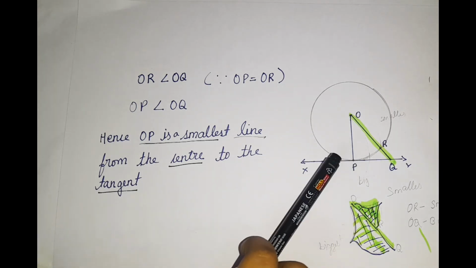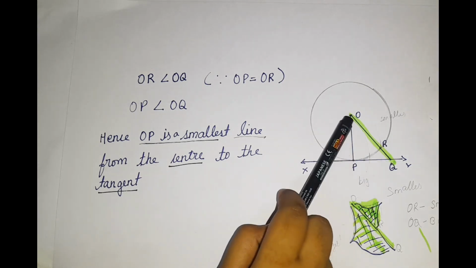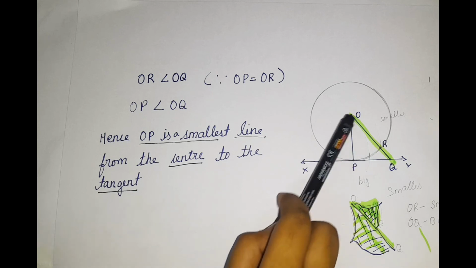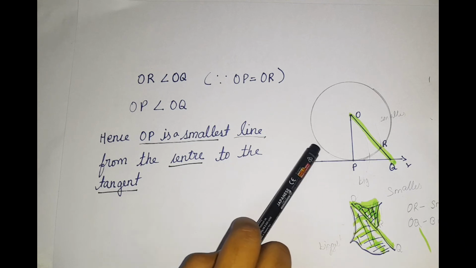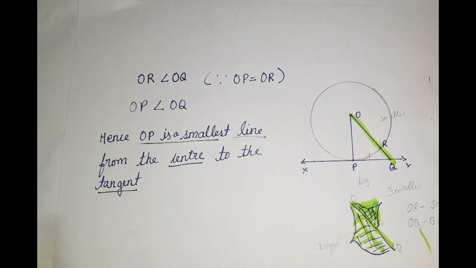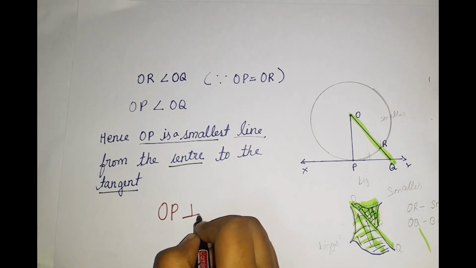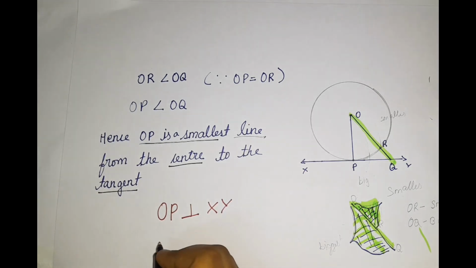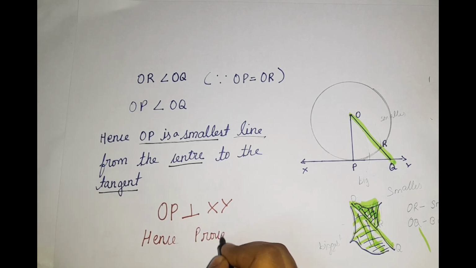Am I right? So in this circle, how many lines are there? Here one line and here one line. In these two lines, which is the longest line? OQ is the longest line, OP is the smallest line. So according to this whole circle, OP is the smallest line. Since it is the smallest line, we can just write OP is perpendicular to XY. Hence proved. Hence proved is really important.